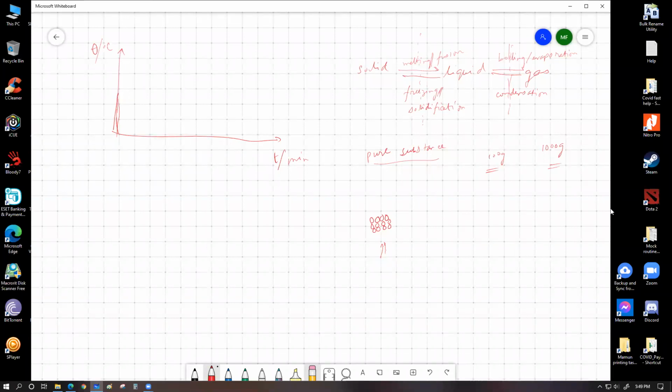they start to vibrate so vigorously that they can overcome the intermolecular attraction force. Not overcome, sorry, I'm mistaken. They can actually have enough energy that they can now break free from the structure and start to move around on their own. This is what we call the liquid state.